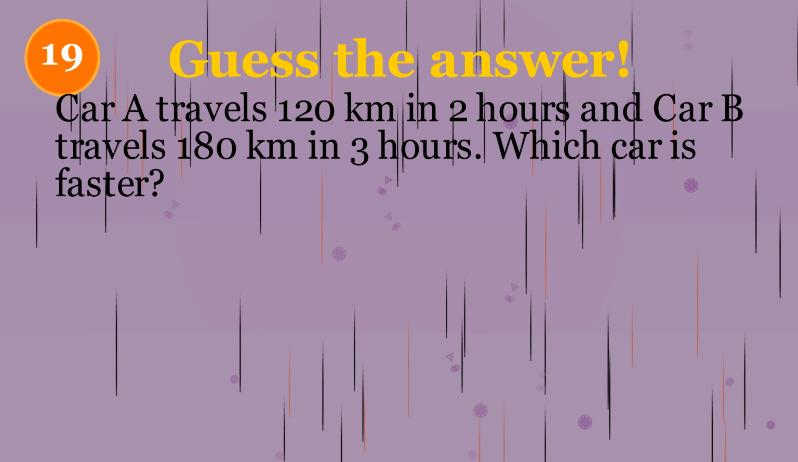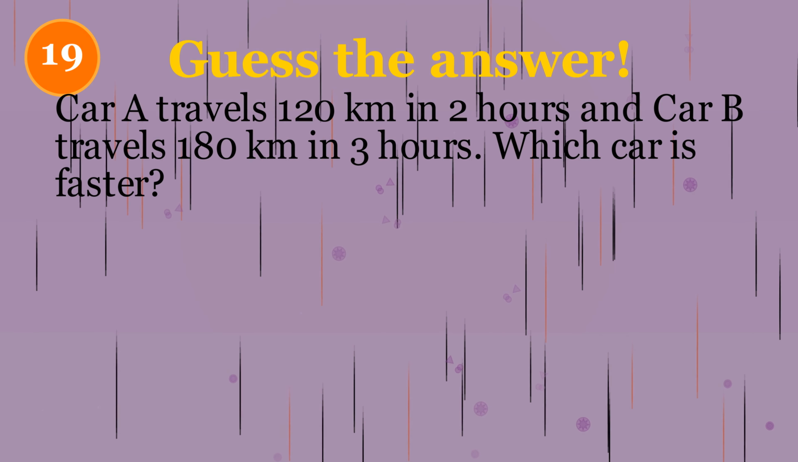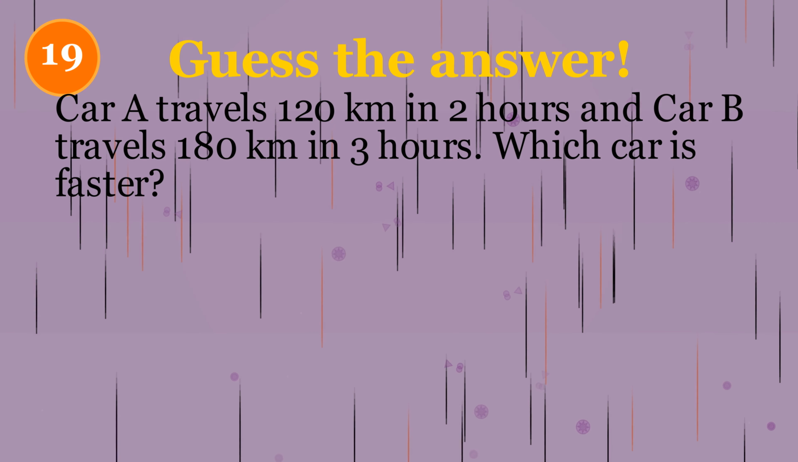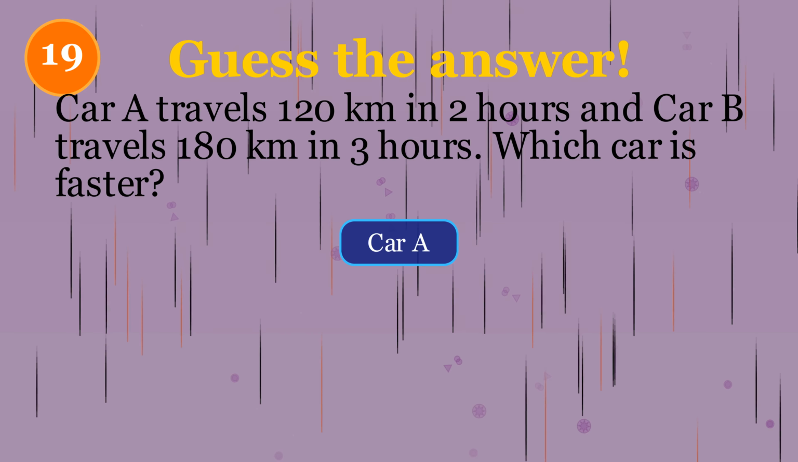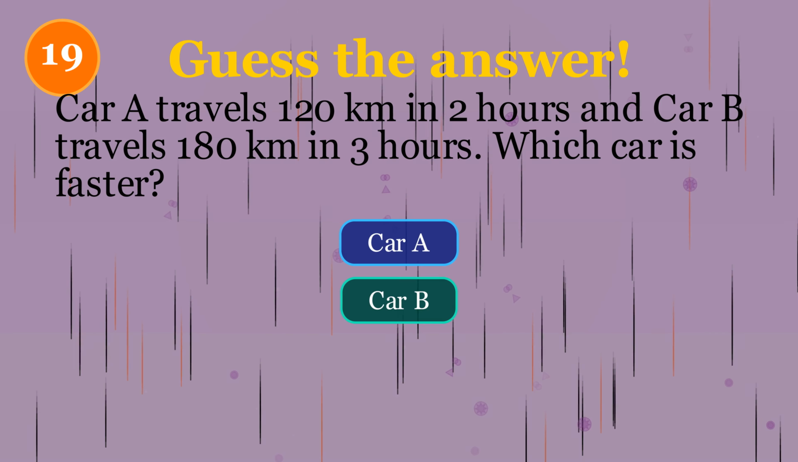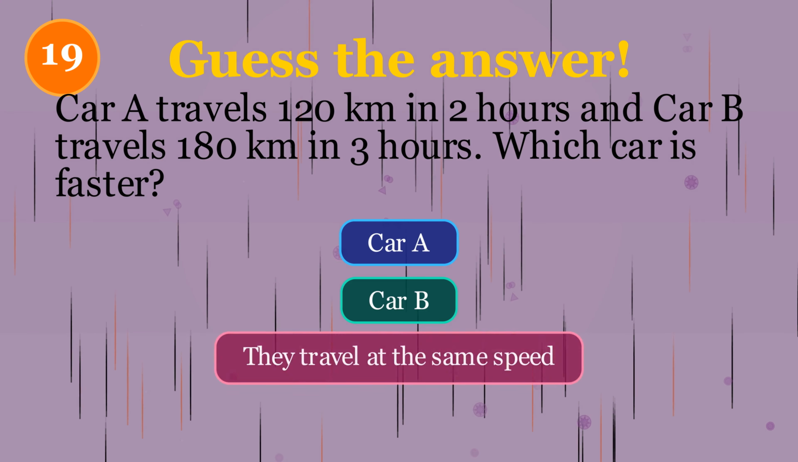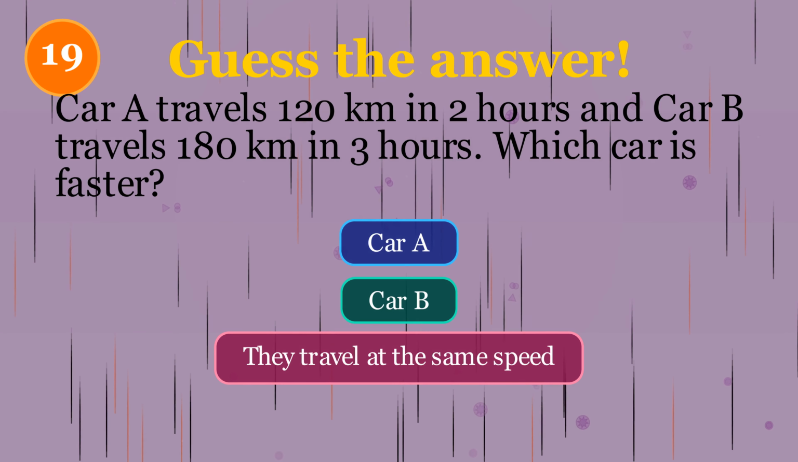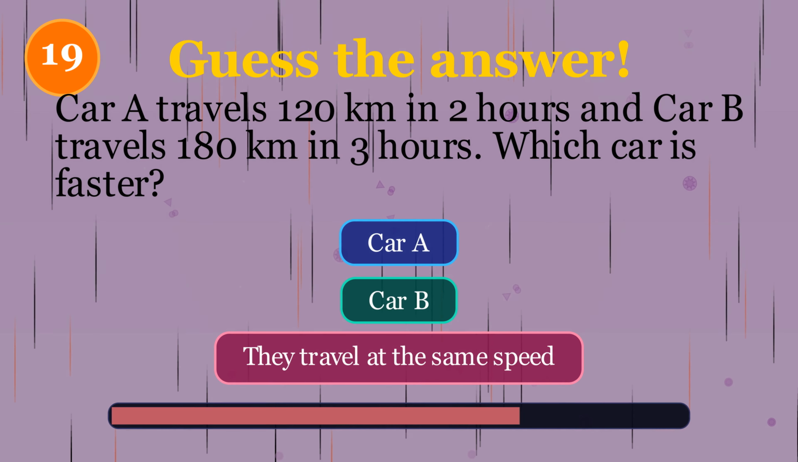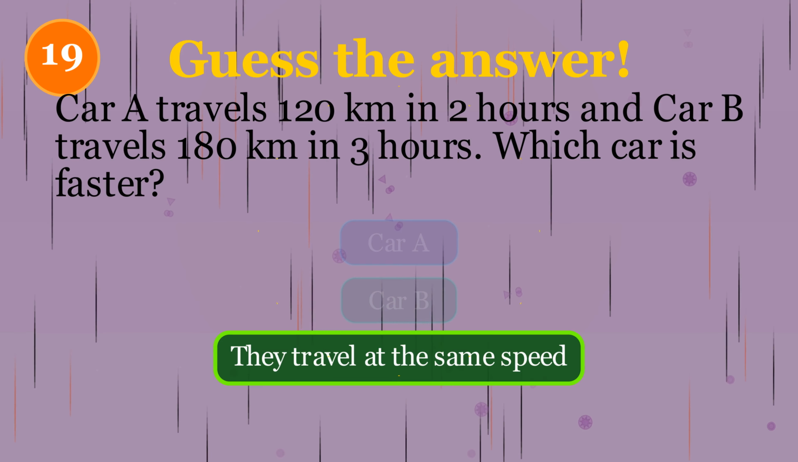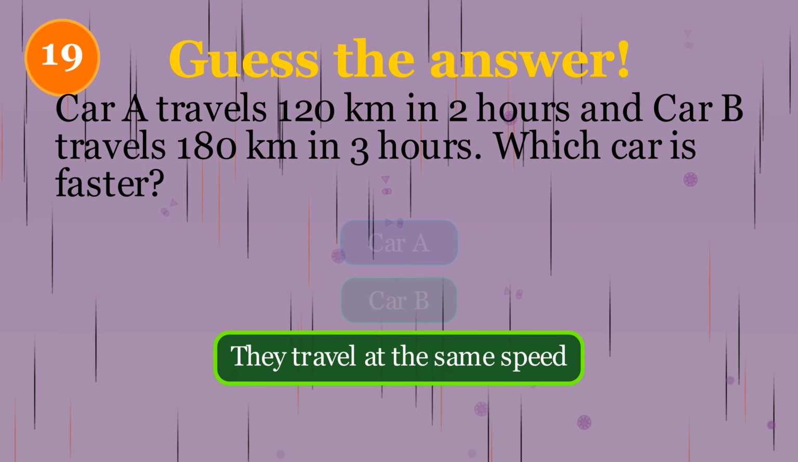Car A travels 120 km in 2 hours and Car B travels 180 km in 3 hours. Which car is faster? Car A. Car B. They travel at the same speed. The correct answer is, they travel at the same speed.